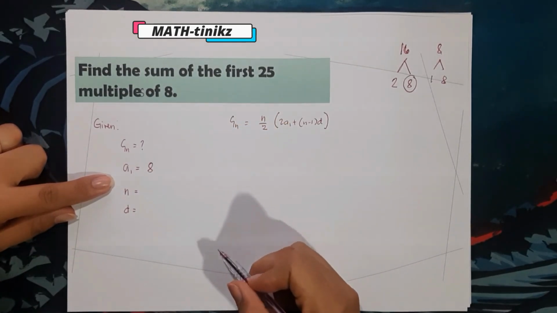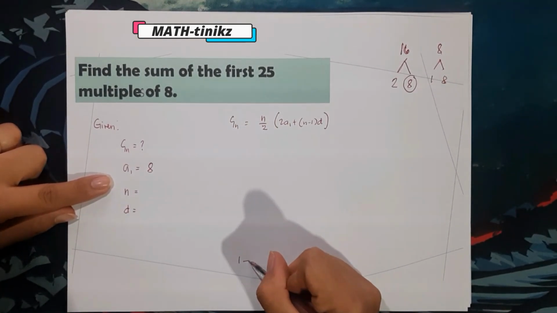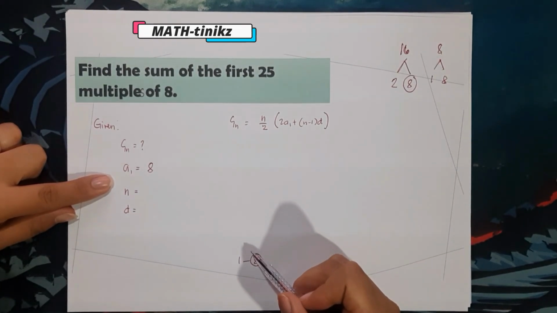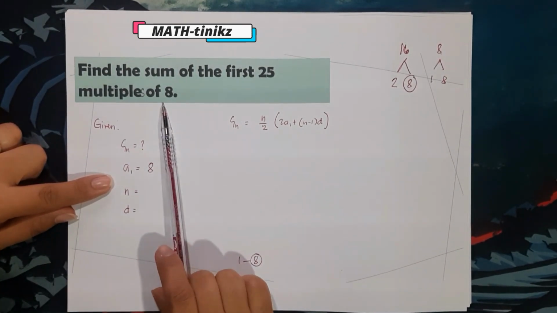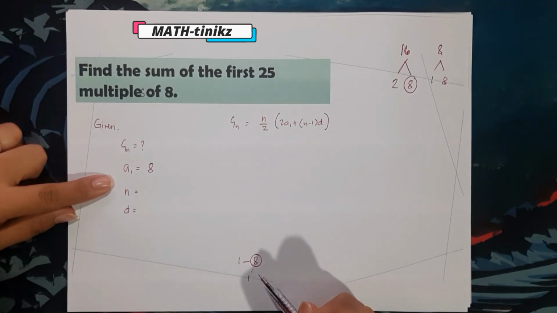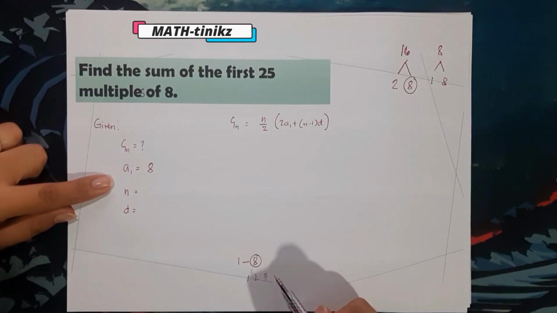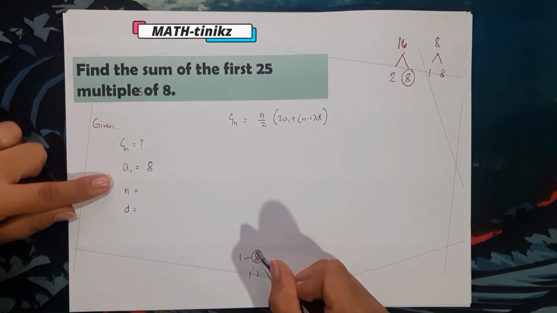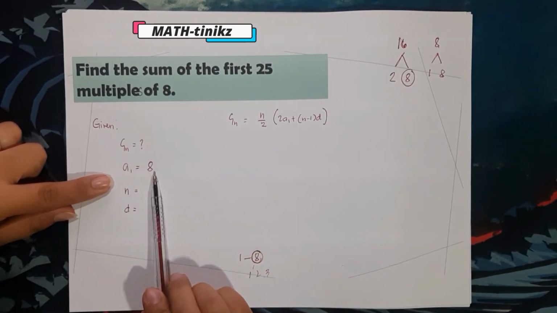Bakit si 8? Kasi from 1 to 8, only 8 is divisible by 8, or only 8 has the factor of 8. Si 1, wala naman siyang factor na 8. Si 2, wala din siyang factor na 8. 3, 4, 5, 6, 7, wala siyang factor na 8. So, therefore, our first term is 8.